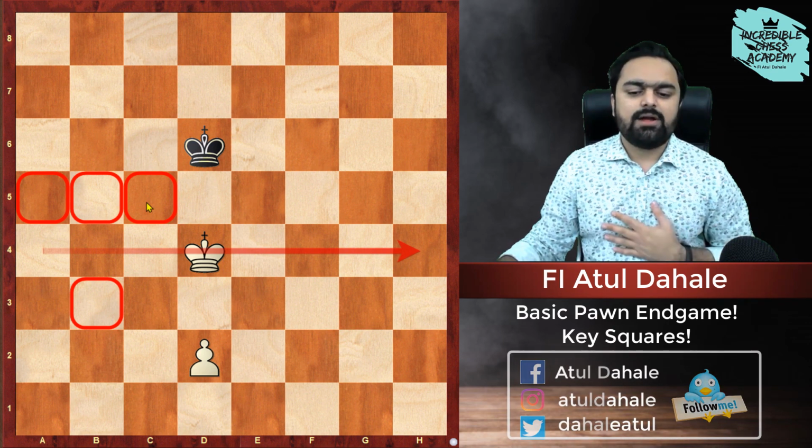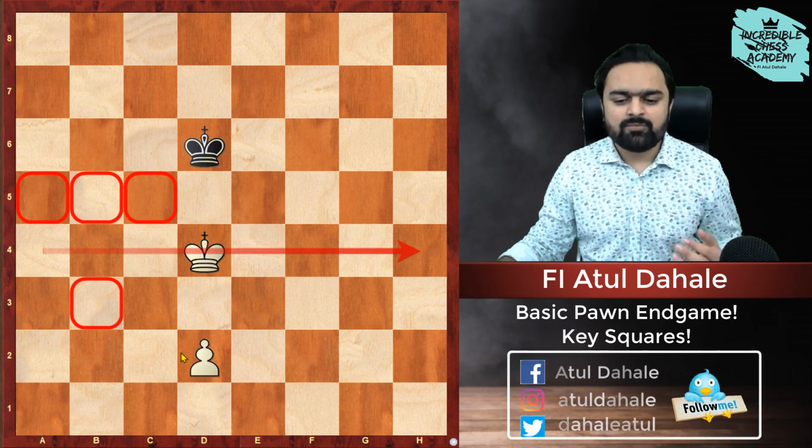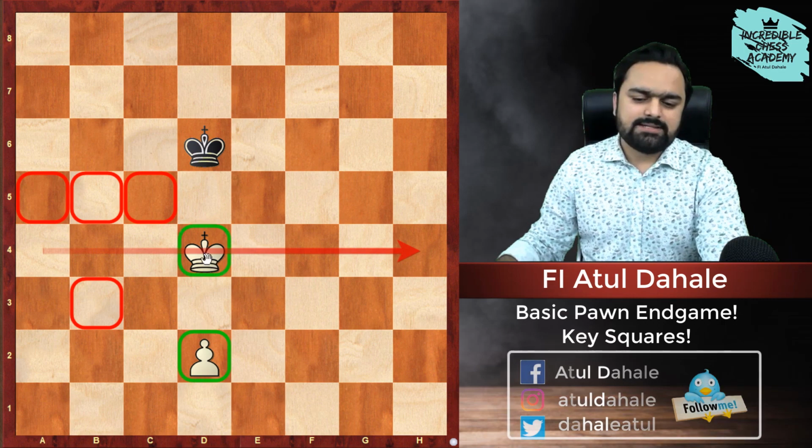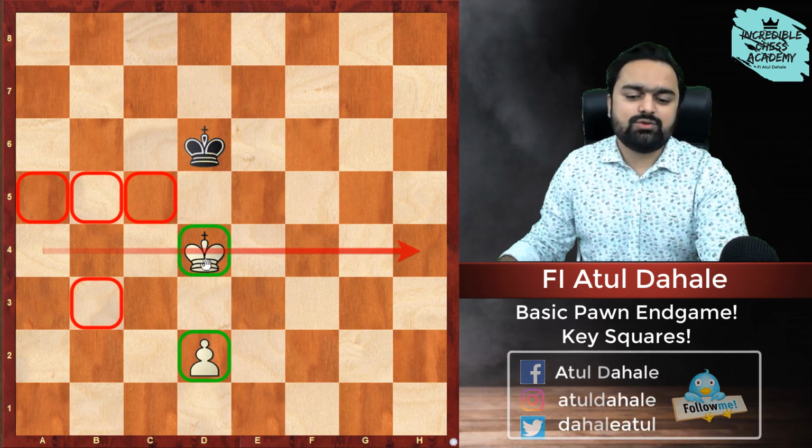Okay, fair enough. Now, if you occupy that square, what really happens? Well, as this pawn is here and the king is here, whoever's move it is, let's suppose it is white's move, and white needs to push forward, right?